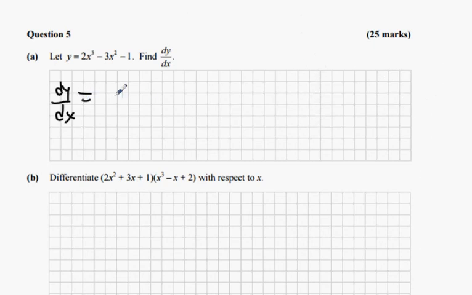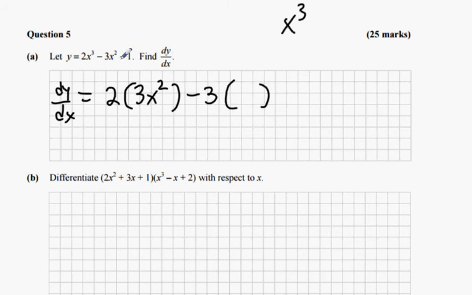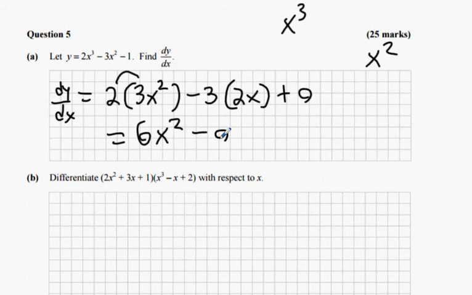This one has an x cubed. It's 2 times the derivative of x cubed. What's the derivative of x cubed? When you differentiate x cubed? 3 to the front, take 1 away. Okay. Next thing, minus 3 times the derivative of x squared. What's x squared? 2x. Finally, differentiate a number? 0. Just quickly multiply that out. 6x squared minus 6x. That's it.